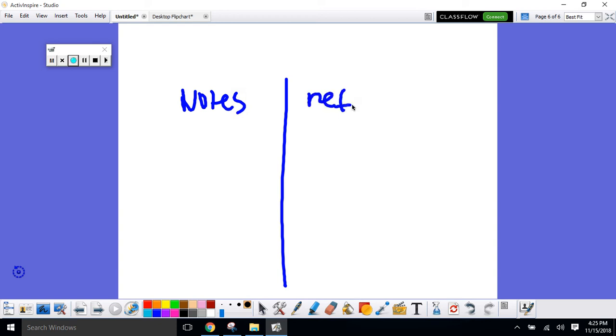Alright guys, so real quickly I'm going to show you what direct variation is. Make sure to take these notes in your notebook. Make a 2-column notes: put your notes on this side, and then put your reflections or steps or anything on the other side. Okay. Alright, so direct variation is used with the formula y equals kx.